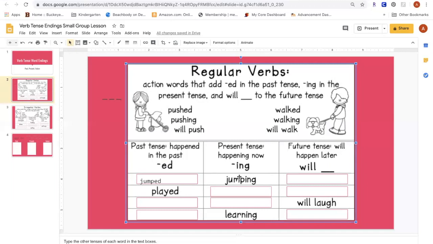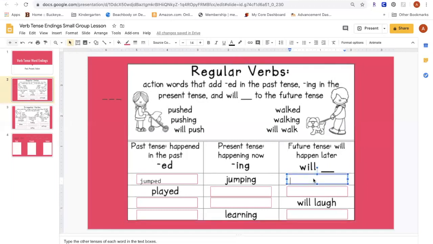I'm jumping right now. What if I'm saying it's going to happen tomorrow? Do you remember what word I put in front of it? I will jump. There you go. I will jump tomorrow. Awesome.